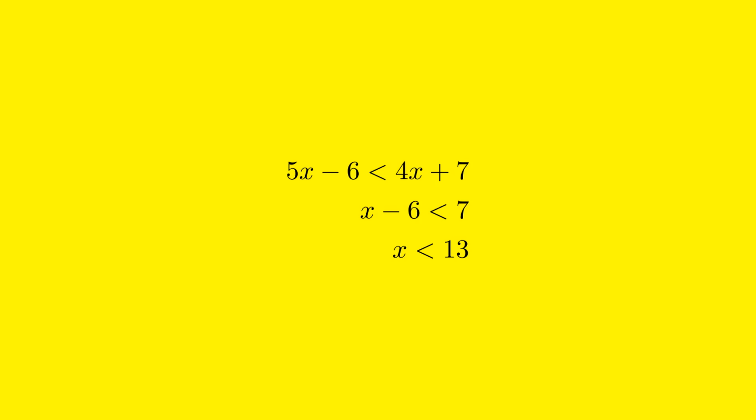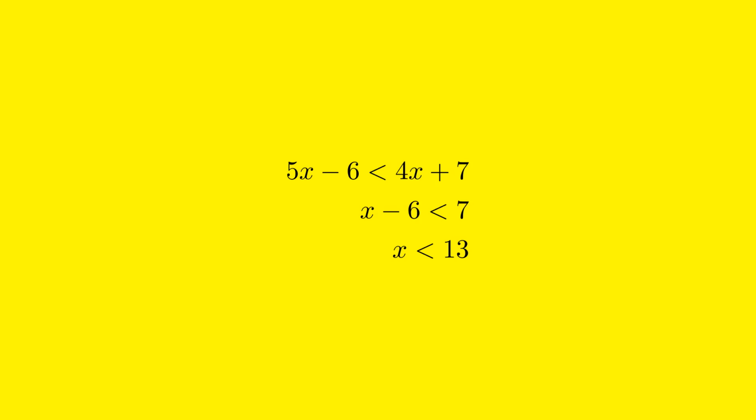Once we subtract the 4x from both sides, we get x minus 6 is less than 7, since 5x minus 4x is x on the left side, and 4x minus 4x becomes 0, eliminating it from the right side. The next step is to isolate x by itself on the left side of the inequality. To do this, we need to get rid of the minus 6 on the left side, and we do so by adding 6 to both sides of the inequality.